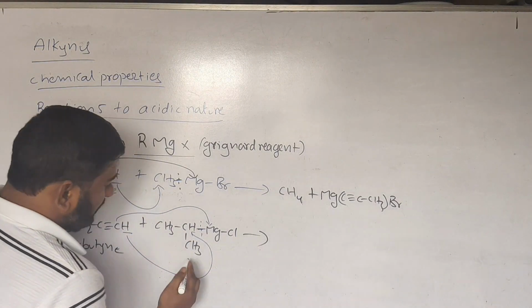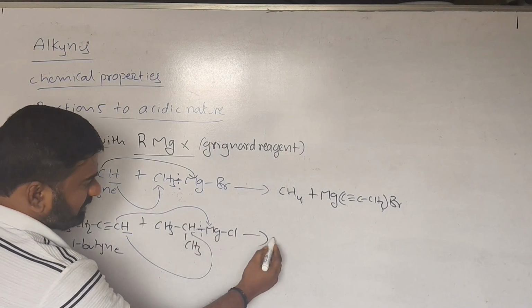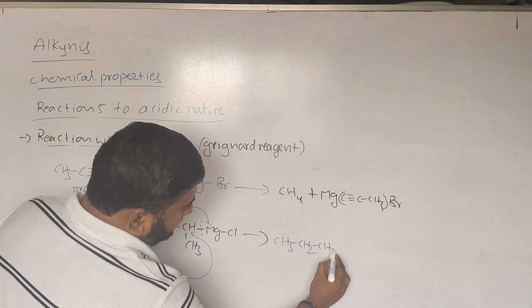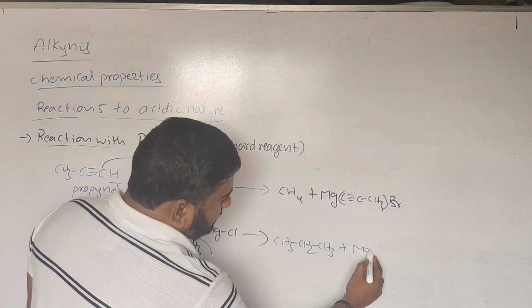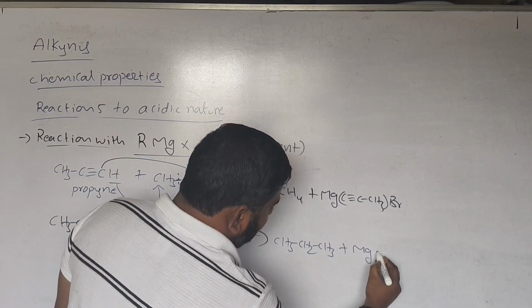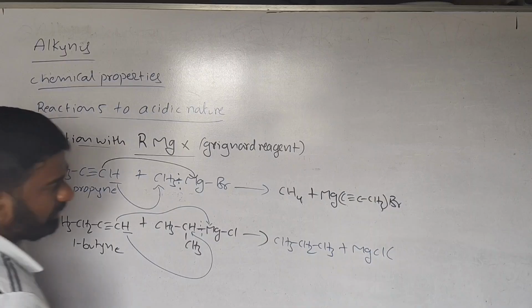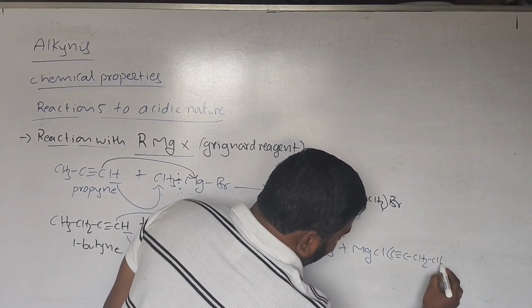So what will we get? Here CH3, CH. So to this one more H is added, means CH2. So CH3, CH2, CH3 you will get. The remaining part is Mg, Cl, alkynide. So Mg, Cl, alkynide, water, butyride. So C triple bond C, CH2, CH3.